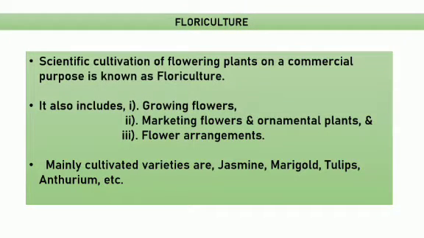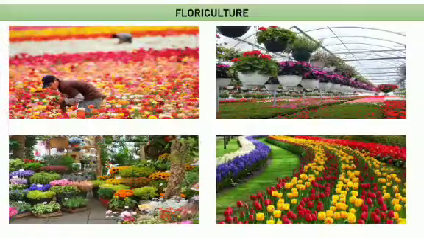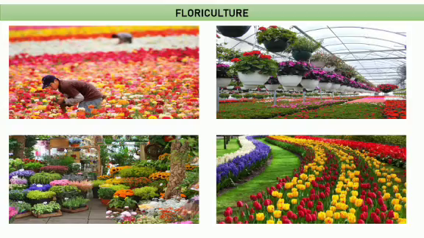Floriculture, the scientific cultivation of flowering plants for a commercial purpose, is known as floriculture. Floriculture also includes growing flowers, marketing flowers and ornamental plants. And the third point, flower arrangements. In floriculture, mainly cultivated varieties are jasmine, marigold, tulips, anthurium. Now here are some images. I think it is very clear for you.